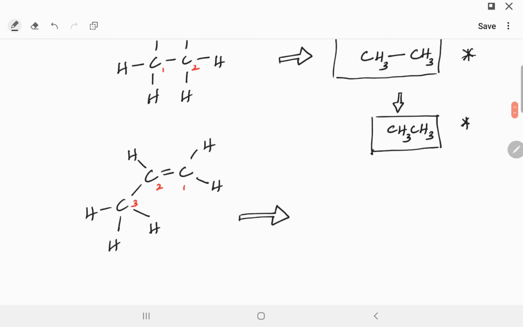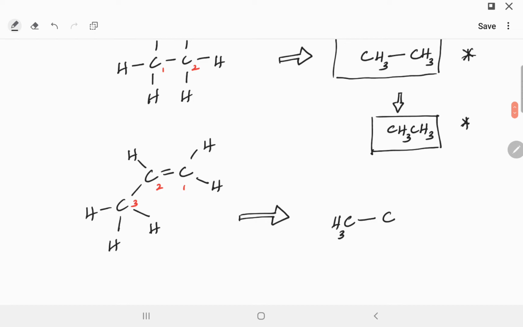When drawing condensed structures, you don't have to show carbon-carbon single bonds or carbon-hydrogen bonds. But I usually keep the carbon-carbon bonds. I only remove, or I try not to show, carbon-hydrogen bonds. So starting with the third carbon, it is a CH3 because it has 1 carbon attached to 3 hydrogens. So it's CH3, and it has a single bond to carbon number 2.